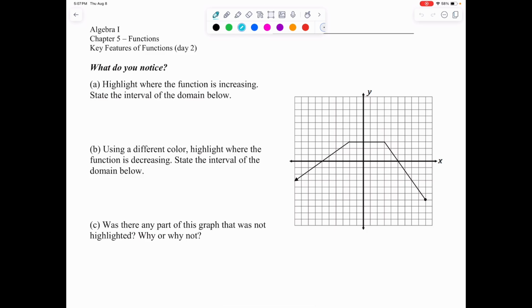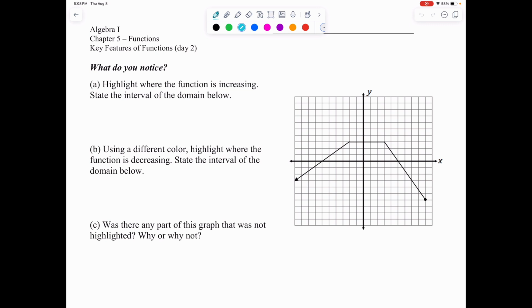Our next lesson is called Key Features of Functions, Day 2. To start out, refer back to the previous lesson's notes if you need to, and answer this first question. What do you notice? There are 3 parts to this question.